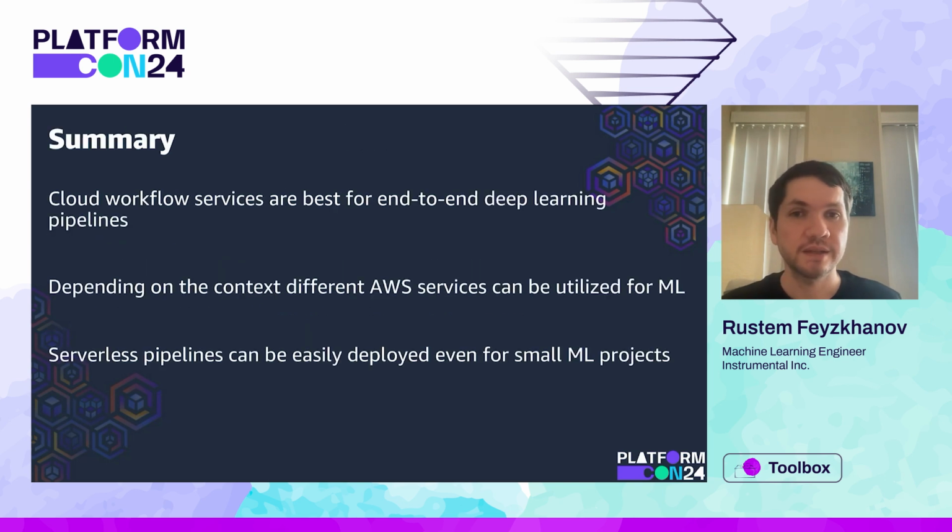To summarize, cloud workflow services are best for end-to-end deep learning pipelines. Depending on the context, you can use different AWS services for machine learning applications. And if your context changes in the future, you can replace some services with other services. For example, you can start with SageMaker and then switch to AWS Batch. Finally, serverless pipelines can be easily deployed even for small machine learning projects. You can deploy one pipeline for a research application, and then it can evolve for use in a production application.